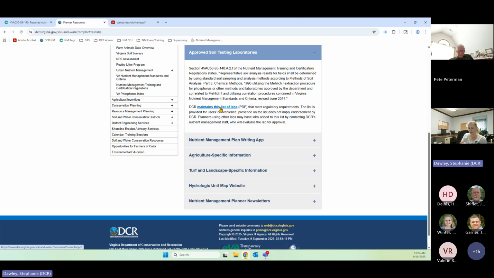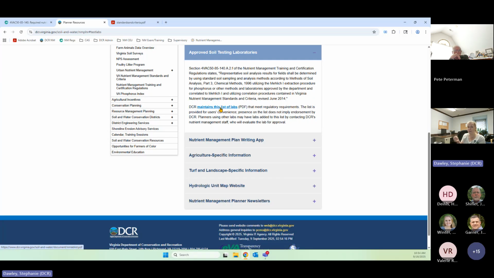And we have this list of approved labs knowing that they do this in Mehlich 1 or Mehlich 3, and then also how they report them in parts per million, pounds per acre to P2O5. There's all kinds of different conversions back and forth between those to make sure we're actually coming to the right recommendation based on that soil fertility.